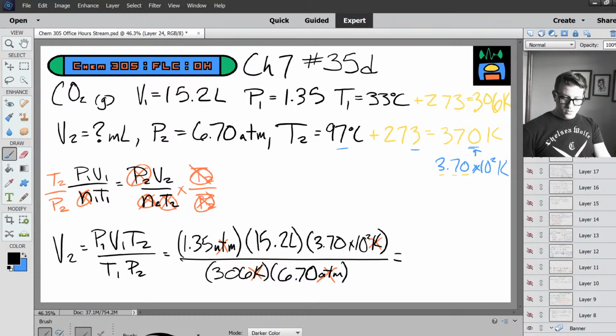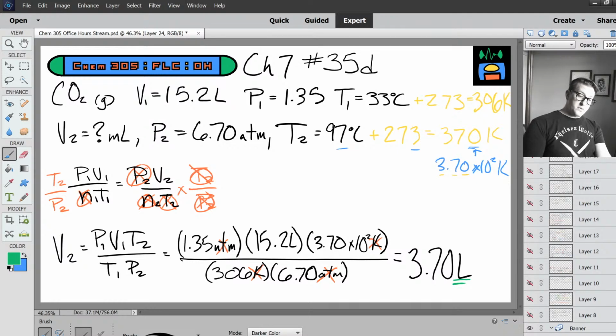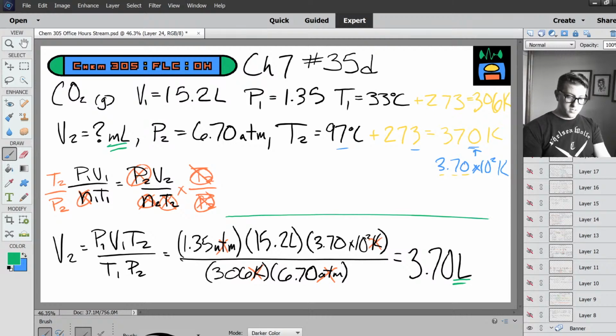Now, 1.35 times 15.2 times 370 divided by 306 divided by 6.7. Now we can keep 3 sig figs here. So our answer will be 3.70 liters. Now, problem. We found our final volume in liters, but they want it in milliliters. So we need to do a unit conversion to get to our final answer.